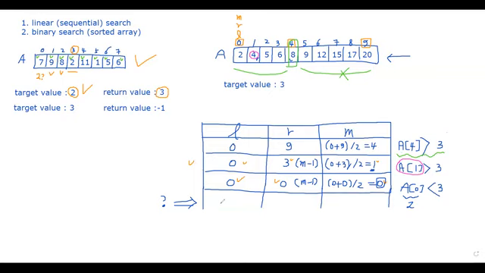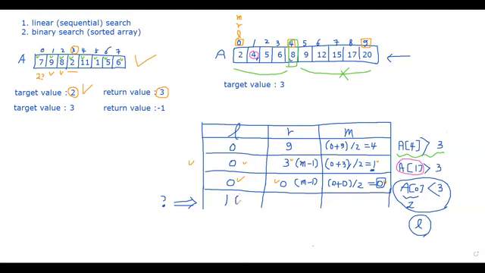Yes, okay, Daniel, thank you. Yes, still we don't know whether 3 exists in the array or not. Okay, Daniel, you are correct. So we need one more step. Okay, so in this case, guys, look at this one. If this is the case, we should move the left index, right? We should update the left index. Okay, and it is 1.